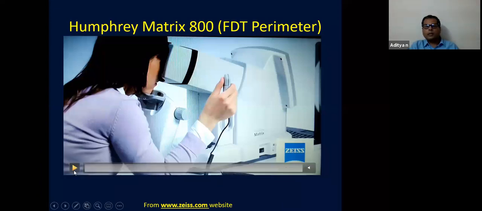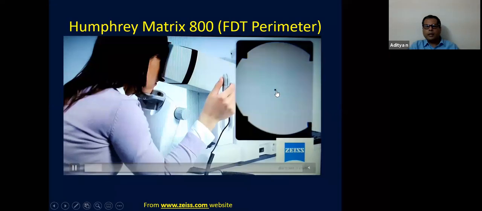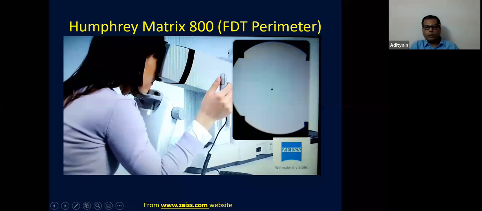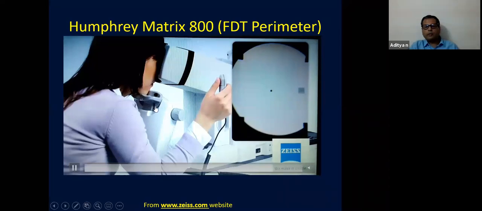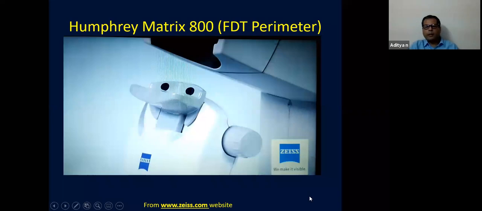This is how the stimulus is seen by the patient. They fixate at the central point, and these contrast gratings are seen at different points. When they see a stimulus, they have to press the buzzer. So this is how the machine works. One more advantage of this new machine is that they made a chin rest, which makes it very comfortable for the patient, because the earlier machine did not have a chin rest.